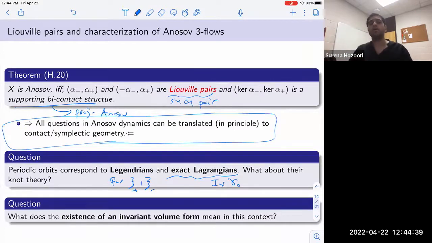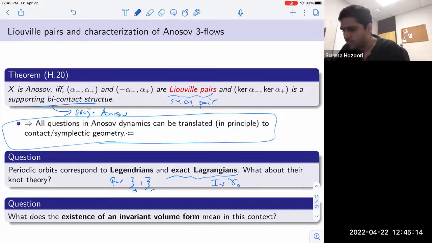Now we can employ all of that, at least in principle, in the study of questions about periodic orbits of these flows. For instance, a question I'm interested in is to study the knot theory of these periodic orbits. That's something that there's not much known about. And another question, which is related to what I previously talked about: we showed that invariant volume forms have implications for the flow. So now, what does the existence of an invariant volume form mean in this context?